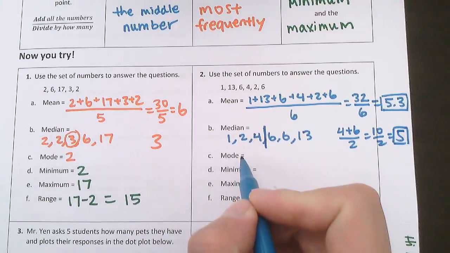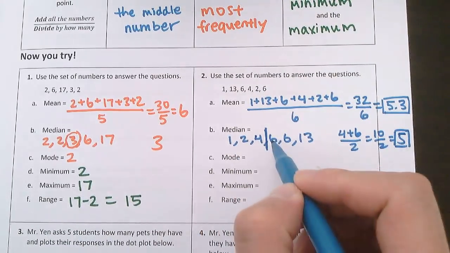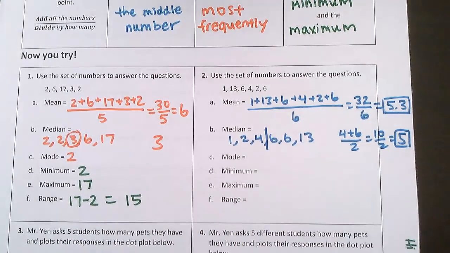The mode is the number that occurs the most. So we have one of every number except for 6. There are 2 6s, so 6 occurs the most.